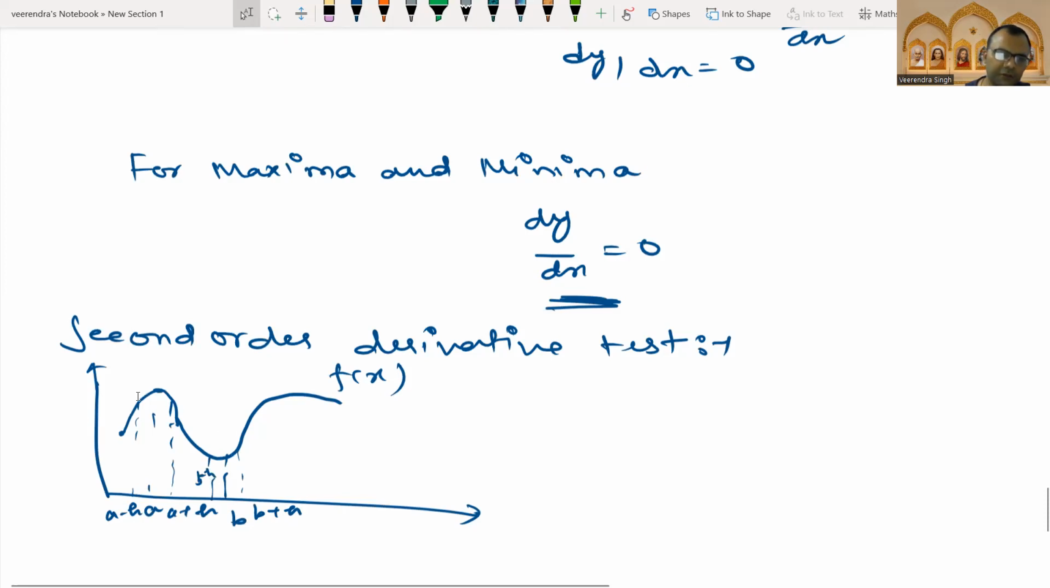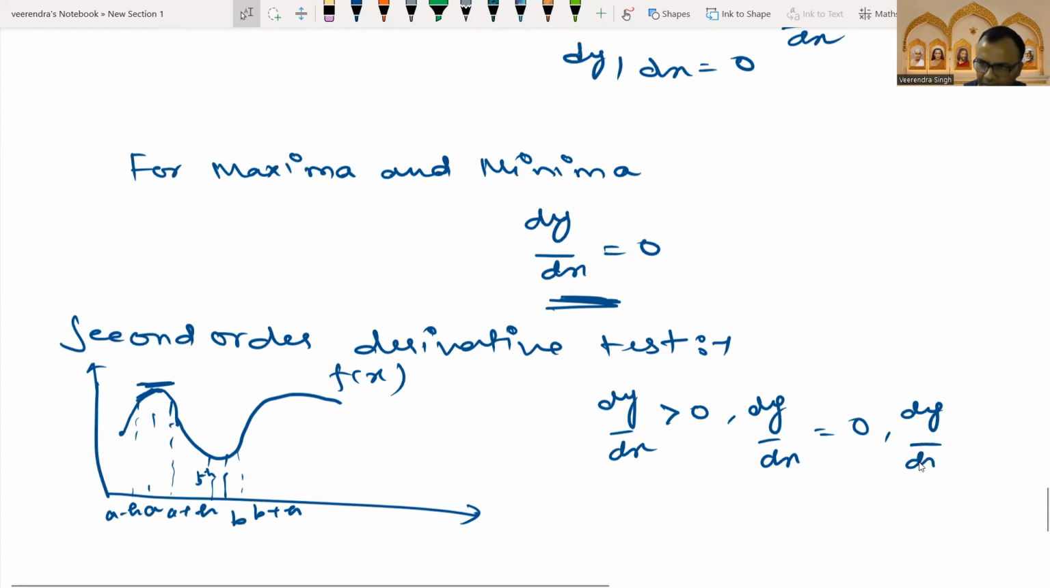From here we can see that from A minus h to A, dy by dx is positive. After that, dy by dx is 0 at this particular point, at x equals A. And after that, the slope is negative. So here we are getting a maxima, we know that. We can clearly see that the slope is continuously decreasing. First it was positive, then it was 0, then it was negative. So we can say the slope is a decreasing function.